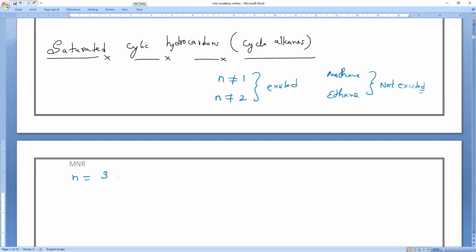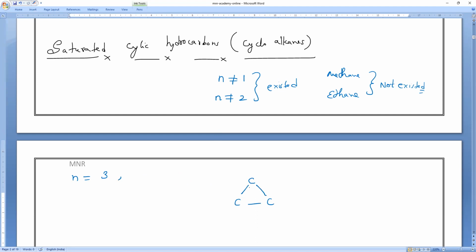It will start from n is equal to 3. N is equal to 3 means how many carbons, everybody? 3 carbons. Understand? So with the 3 carbon cyclic compound, we can form only a triangle. Am I right, everybody? Please respond, guys, all of you.